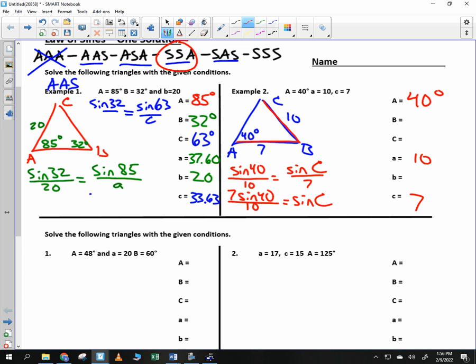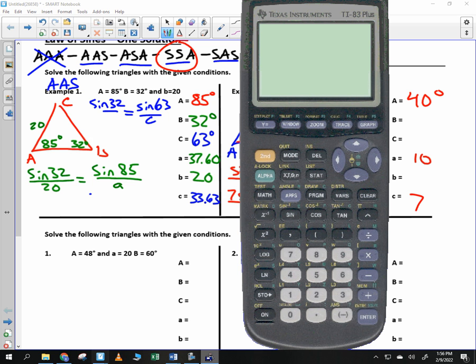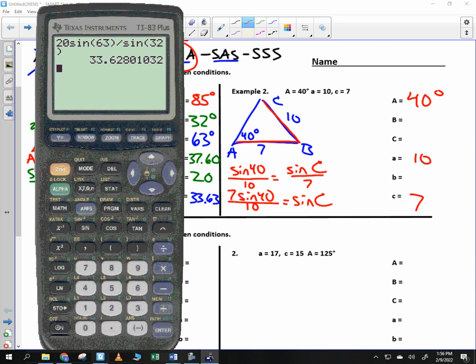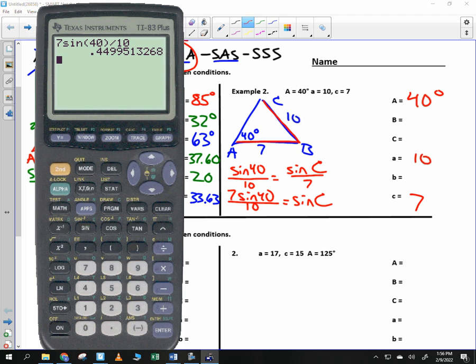So I'm going to come up with a value there. I go to my calculator, I turn it on, and I go 7 sine of 40, and I divide by 10. 0.44995. Miss Laura, if I am looking for an angle, do I press sine or do I press second sine? Because you're doing sine inverse. She's absolutely right. You go second sine of 0.44995.